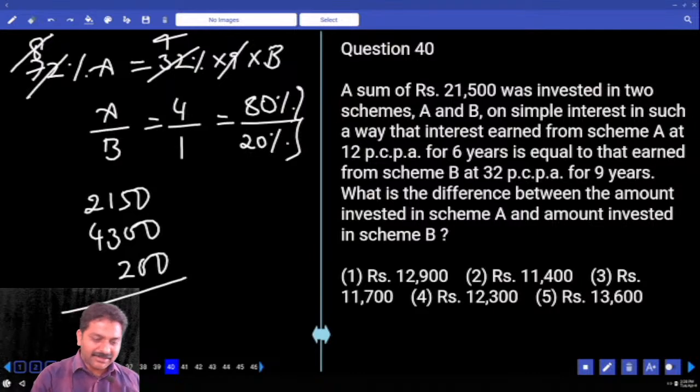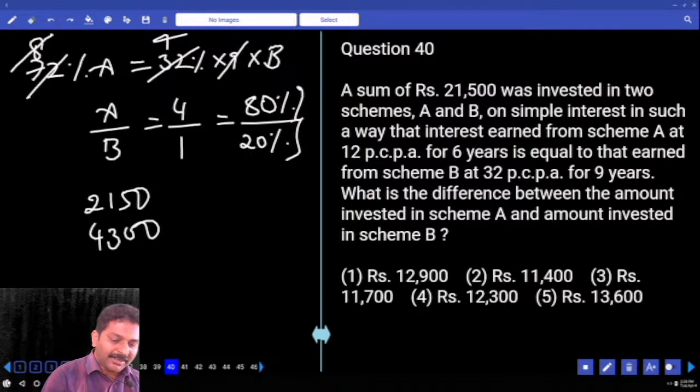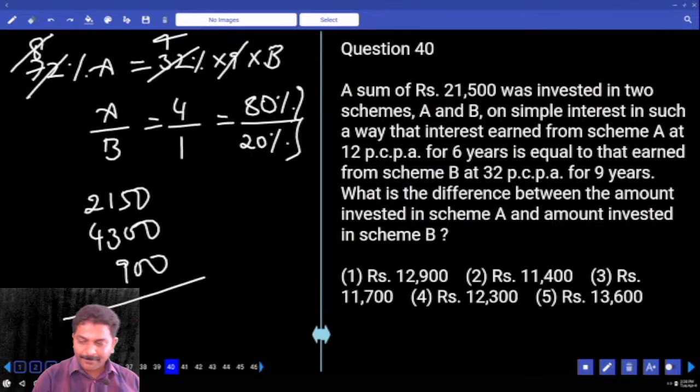10%, double, triple, sorry. Triple means answer must end with 900. Yes.